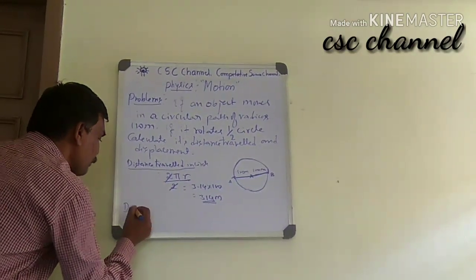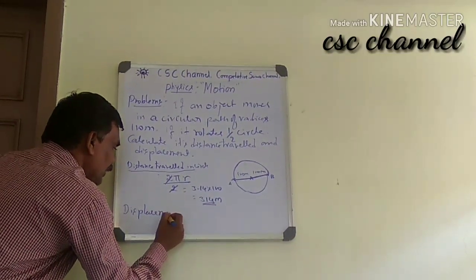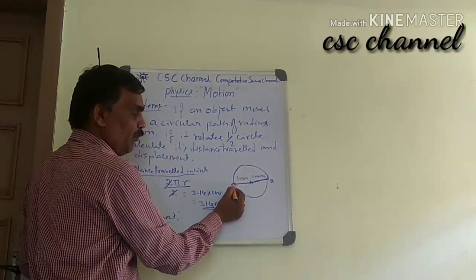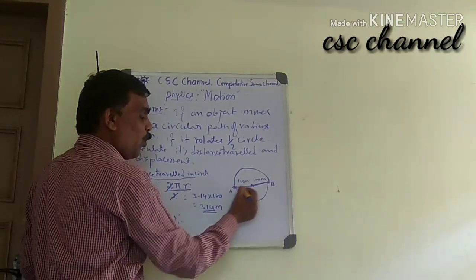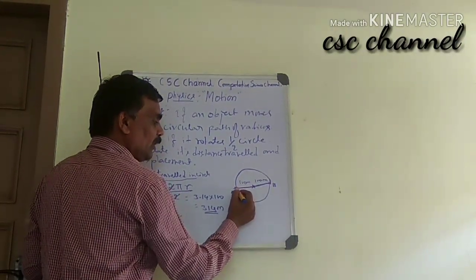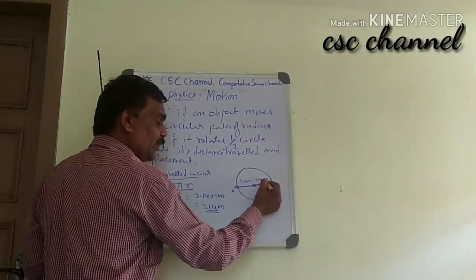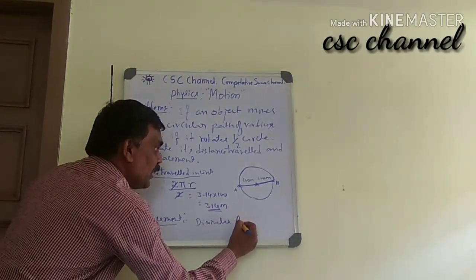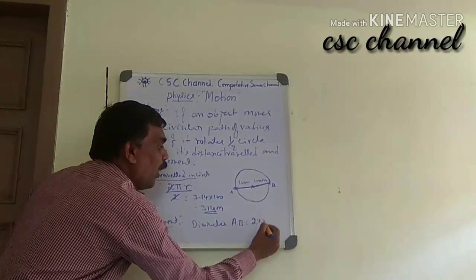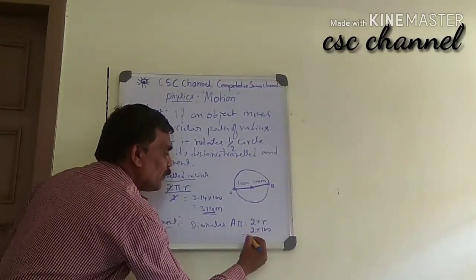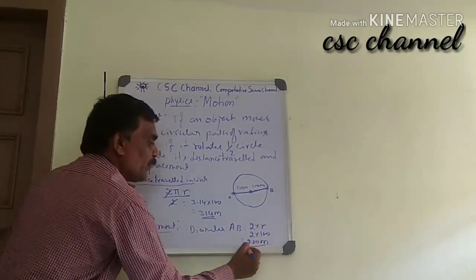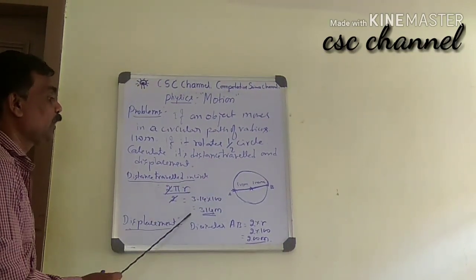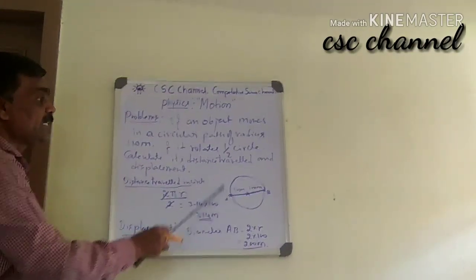Coming to the displacement here. Initial position is at A, final position at B. What is the least difference? The radius is R plus R. So the diameter AB is 2 into R, 2 into 100. So it is 200 meter. So the 200 meter is displacement. 314 meter is distance traveled.